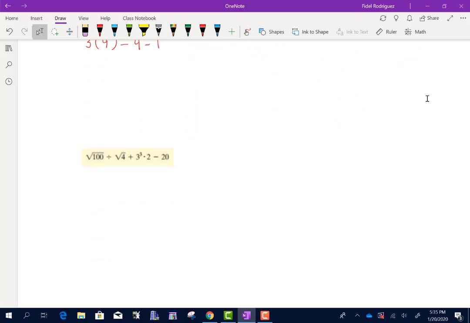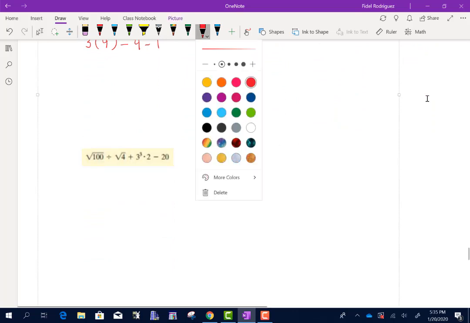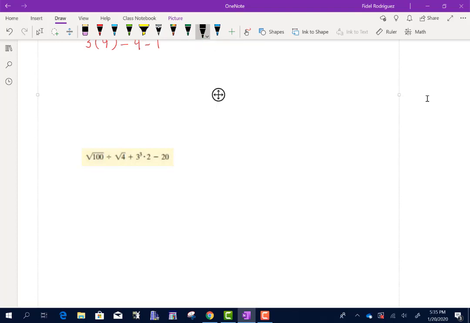Alrighty. So now let's take a look at the next problem that we have here. Again, I notice in this problem I don't have any parentheses, but I do have both square roots and I also have exponents. So let's take care of the first one. Let's see, square root of 100 is 10. Plus, square root of 4 is 2.